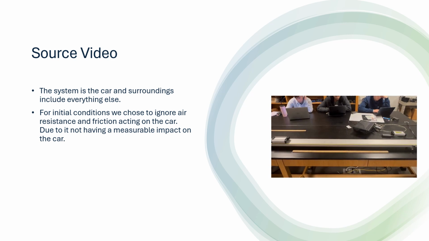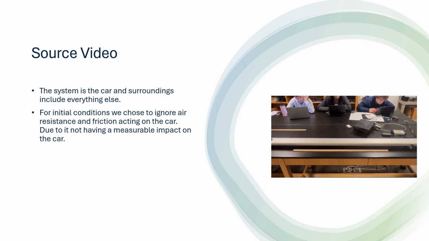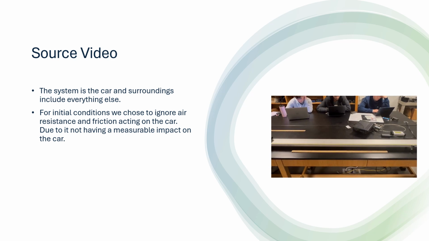The part of that video that we really were looking at was the beginning part where it went across the meter stick shown below. The system that we're measuring in this video is the car that ran across the track, and then the surroundings include everything besides the car. One of the initial conditions was that we chose to ignore air resistance and friction acting on the car. At least as far as air resistance and friction, their impacts were basically not big enough to be able to measure in this experiment.